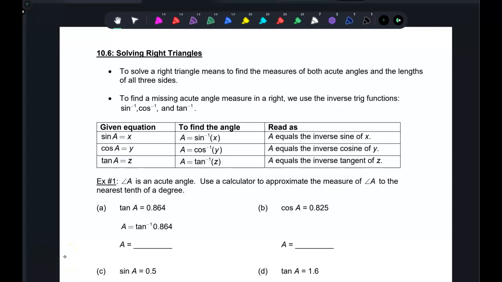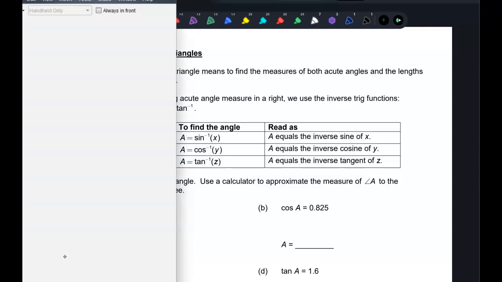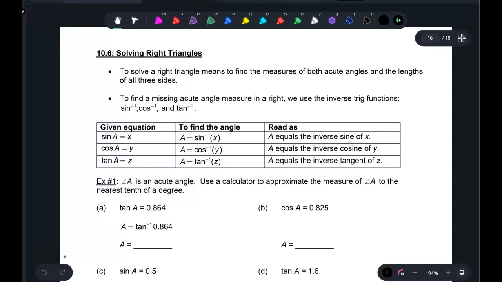Okay, so what are we going to do in this lesson? We're going to wrap up all of our trigonometry. One of the things we haven't done yet is we've used sine, cosine, and tangent to find missing sides. Today we are going to use what's called the sine inverse, cosine inverse, or tangent inverse when we have to find an angle measure. Okay?